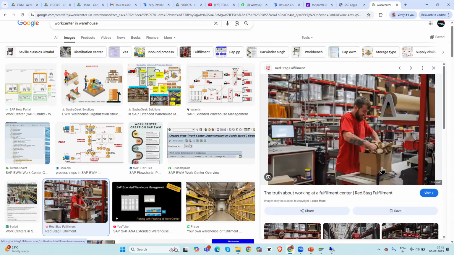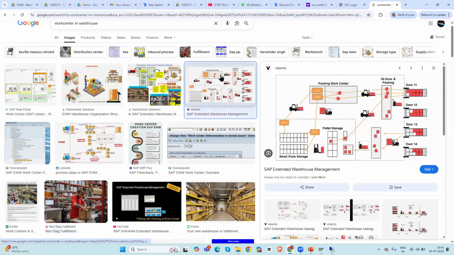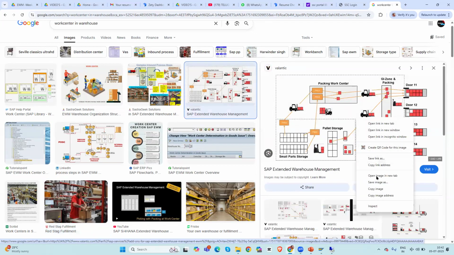Or else, he can pack different materials into one box. Otherwise, he can directly print the label and stick the label to the box. Some kind of work we are doing here. Got the point? This is very good. Okay, I'll copy this image.